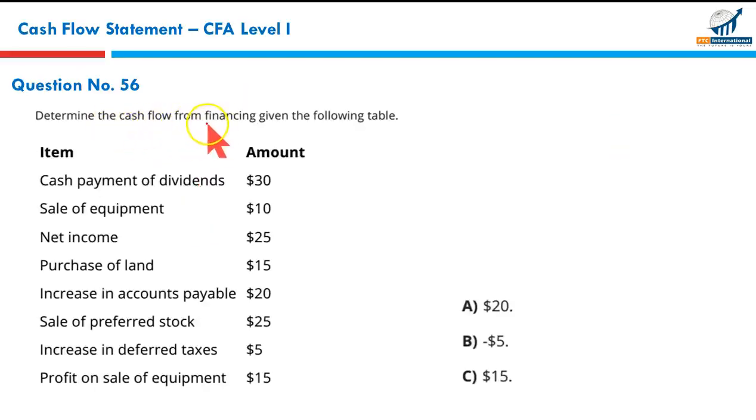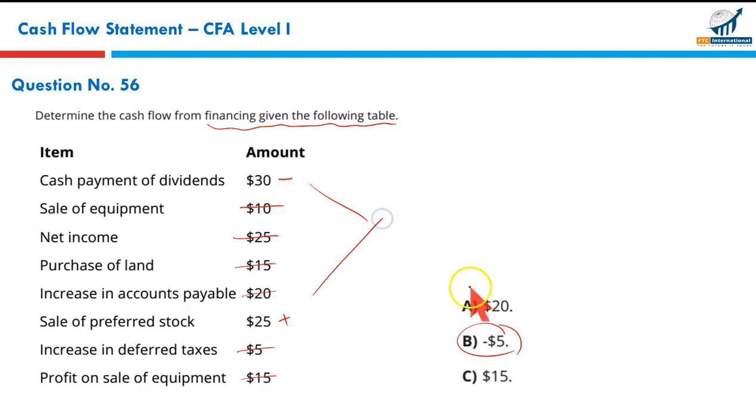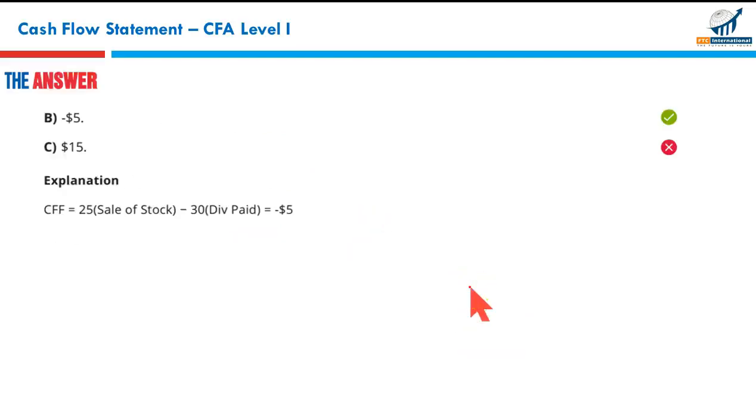Determine the cash flow from financing given the following table. Cash dividend paid, financing. Sale of equipment, no. Net income, no. Purchase of land, investing. Increase in accounts payable, operating. Sale of preferred stock, financing. Increase in deferred taxes, operating. Profit on sale of equipment. So it means only these two. 25 plus 30 negative. So it's a net of these two, negative 5. B is the right answer.